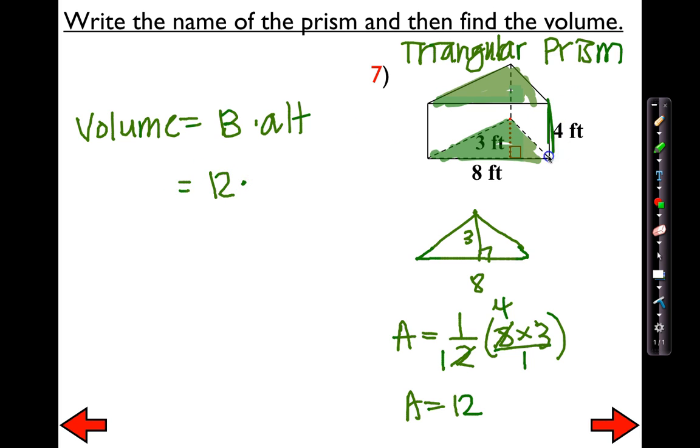And the altitude, well, how tall is it? It's 4 feet, so I'm going to multiply by 4. So 12 times 4 is 48. I'm going to go ahead and put feet cubed. So that is the volume for the triangular prism.